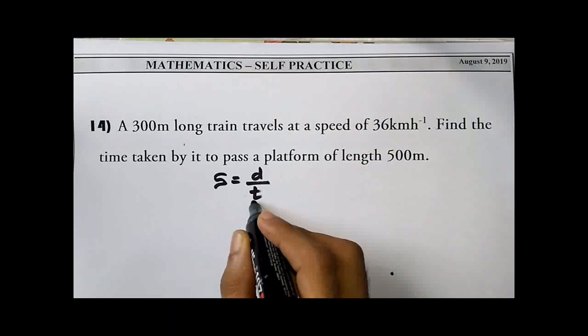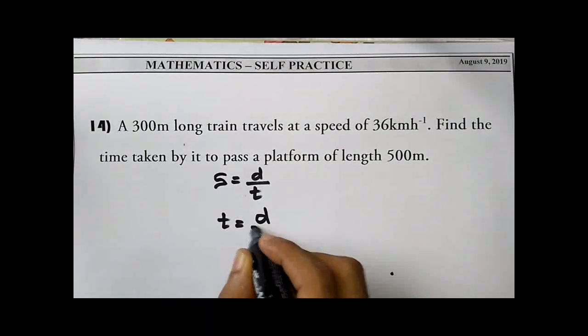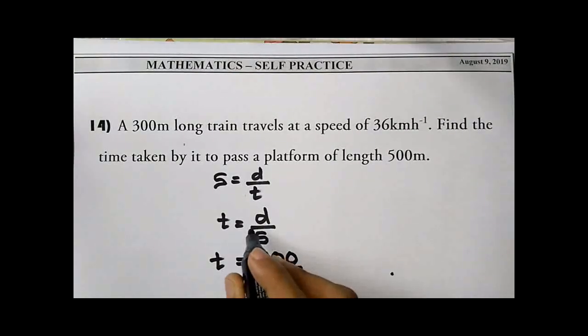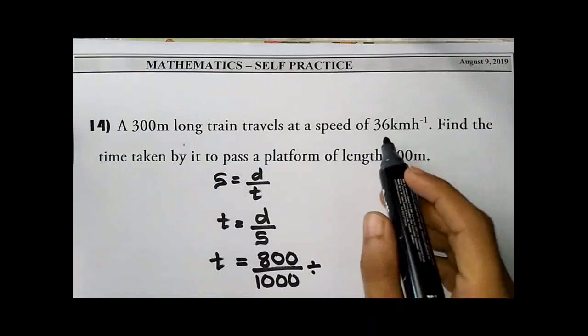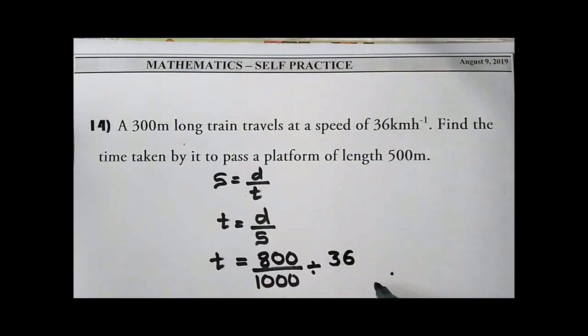And now to make time the subject, we have to take the cross multiplication. So time is equal to distance over speed. Okay, and now time is equal to distance, which is 800 in meters. So to convert that into kilometers, we should divide by 1000. And now divide by speed. The speed they have given is 36 km per hour. So 36 km per hour, right?